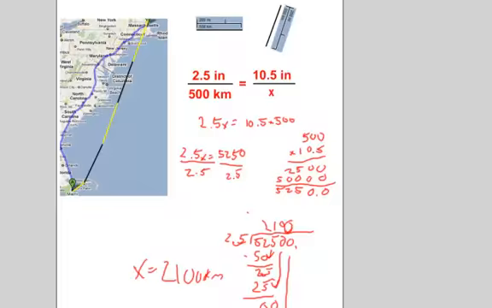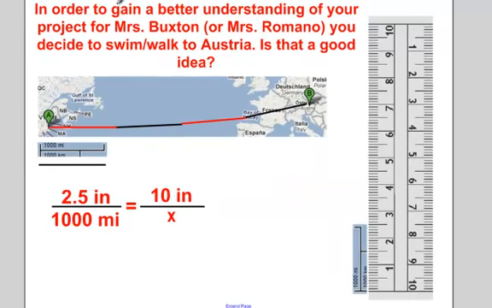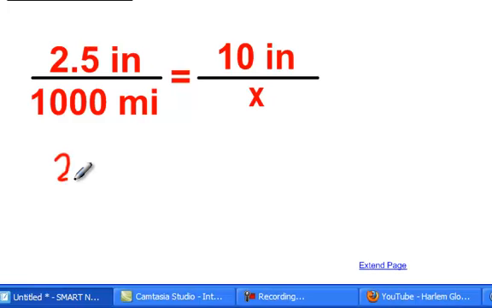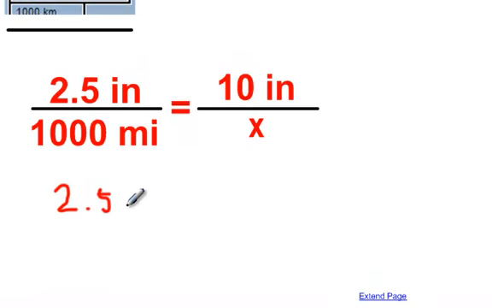Alright, in order to gain a better understanding of your project for Mrs. Buxton, or maybe Mrs. Romano, who knows, you decide to swim and walk to Austria. Is that a good idea? Using proportions, we're going to decide if this is a good idea. Math is useful for those things. So I have 2.5 times x. Let's see. 2.5x equals 1,000 times 10.